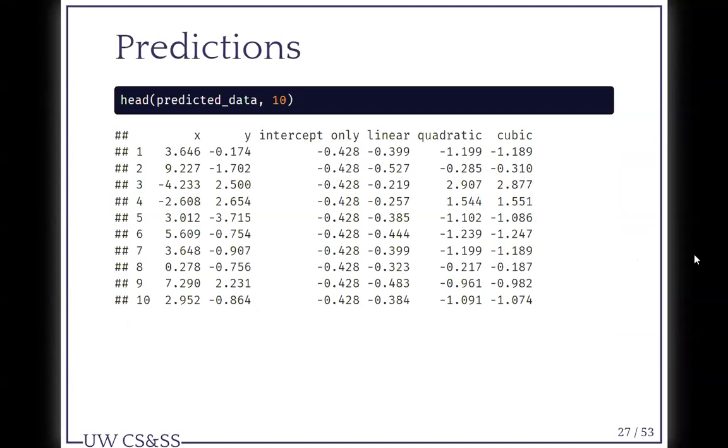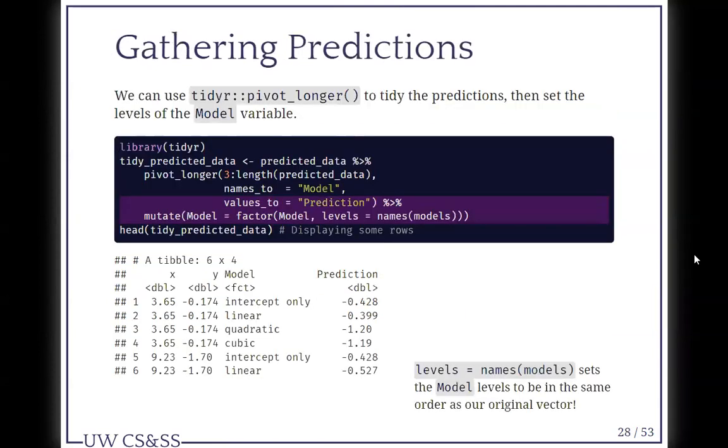Okay, this was the example I just showed you a second ago. Now we want to gather up our predictions so that we can plot them. So we can use tidyr's pivot_longer function to tidy these predictions, then set the levels of the model variable. So we'll make our tidy predicted data using the predicted data from here. And then we'll pivot longer. Note, I've also made this our columns 3 to the length of the predicted data. So if we wanted to add more models or subtract models, we could go back to the first step.